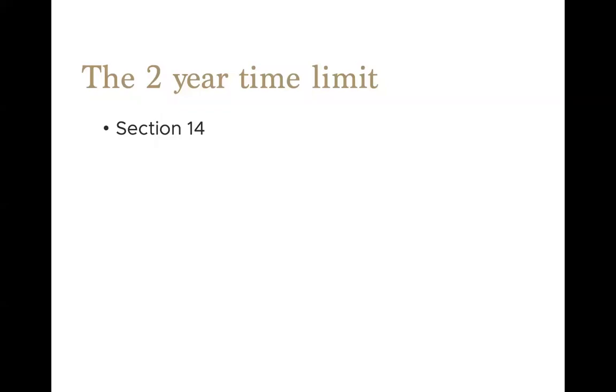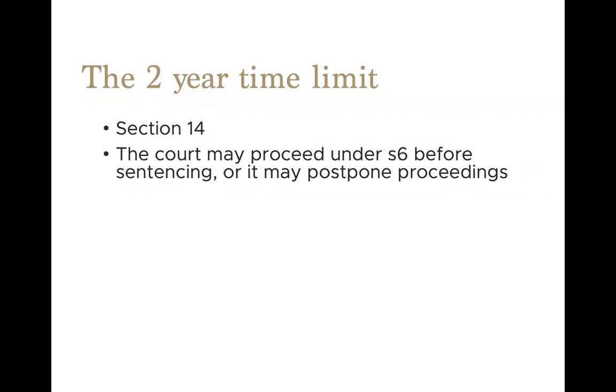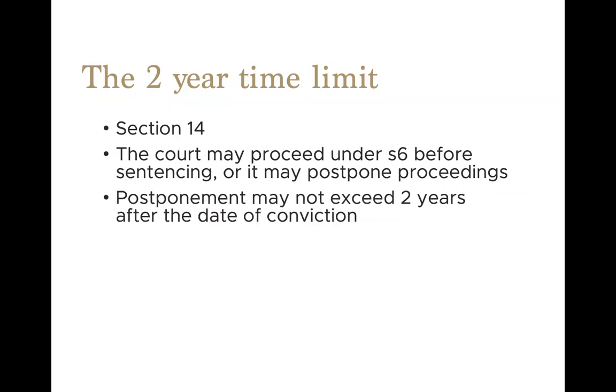So under section 14, POCA provides that the court may proceed under section 6, and section 6, of course, is the section that deals with the making of a confiscation order. The court may proceed under section 6 before sentencing, or it may postpone proceedings. And postponement may not exceed 2 years after the date of conviction. Note that is the date of conviction, not the date of sentencing. So that, on the face of it, is a fairly straightforward proposition.